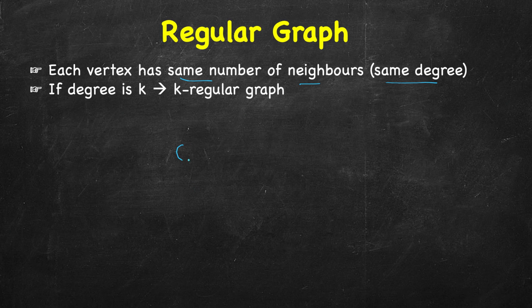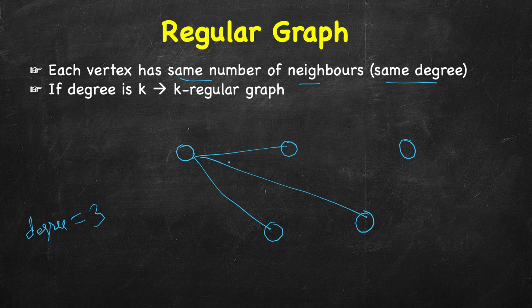So let's try to draw one. Let's say we have 5 nodes and degree is 3 for each node. So let's draw some 3 edges. So this has a degree of 3. Now this has 1, so draw 2 more. Now this has a degree of 3. This has a degree of 1. Now this also has a degree of 3. This has a degree of 3. We cannot draw any further. So what we will do, let's get rid of this. I did not pick a good example here. So now in this graph, every vertex has connectivity of 3.